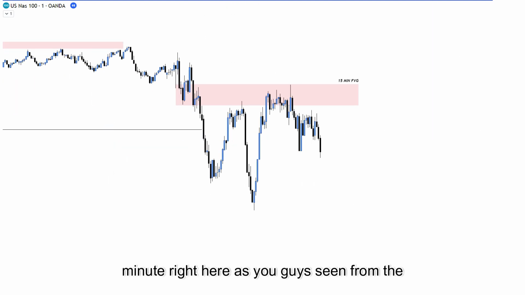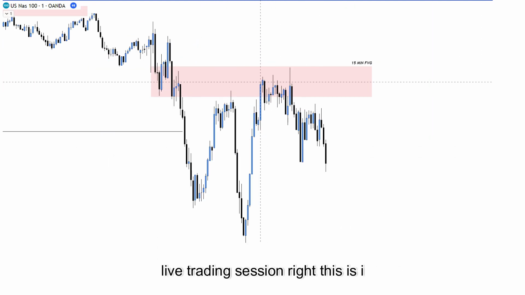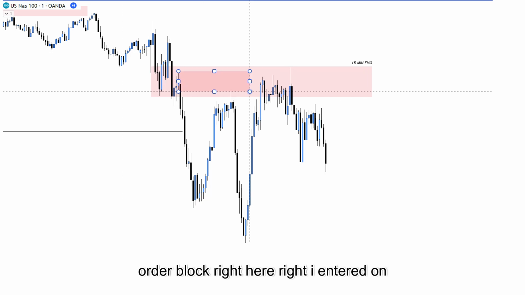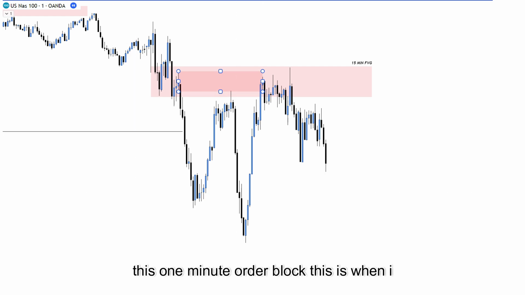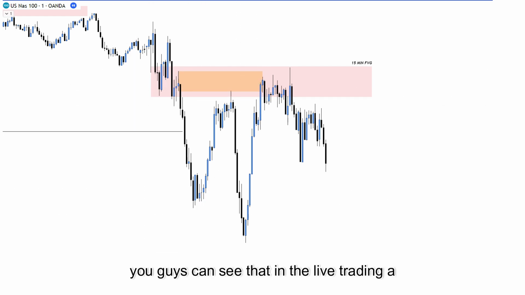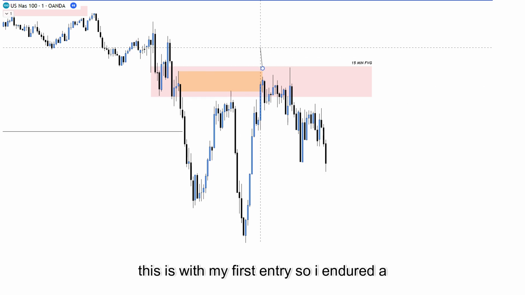And now on the 1 minute right here, as you guys seen from the live trading session, I currently had entered on this 1 minute order block right here. This is where I placed my first entry. You guys can see that in the live trading video that I placed right before this. So this is with my first entry.